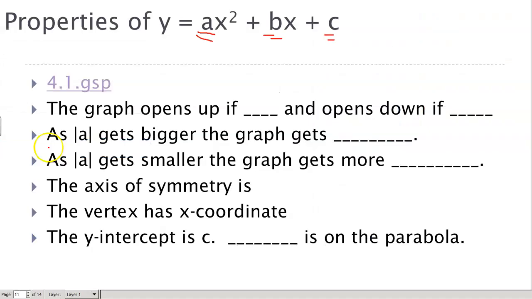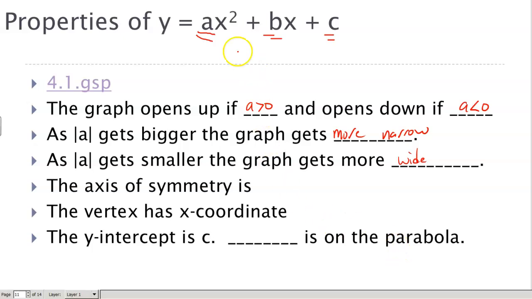And so if we were to put down some of these summaries here, the graph is always going to open up if a is positive, or a is greater than 0. And the graph is going to open down if a is less than 0, or negative. And then we talked about as a gets further and further away from 0, or in other words, as the absolute value of a gets bigger, the graph gets more narrow. And as a gets closer to 0, or as the absolute value gets smaller, the graph gets more wide. It kind of widens out there.